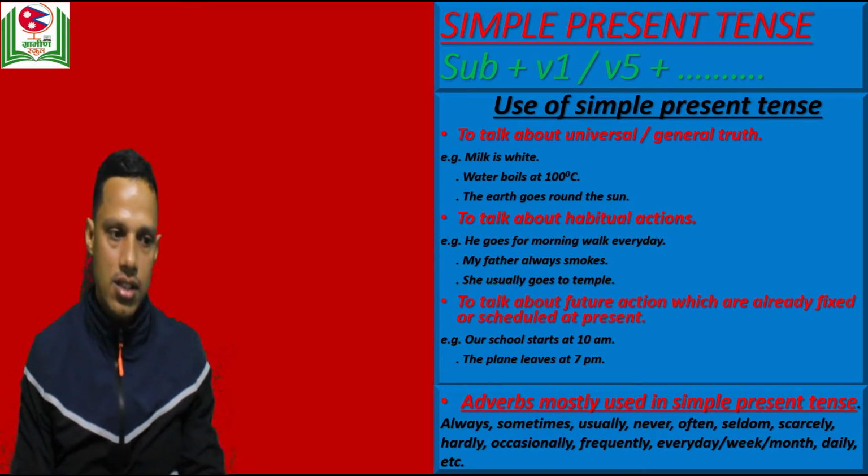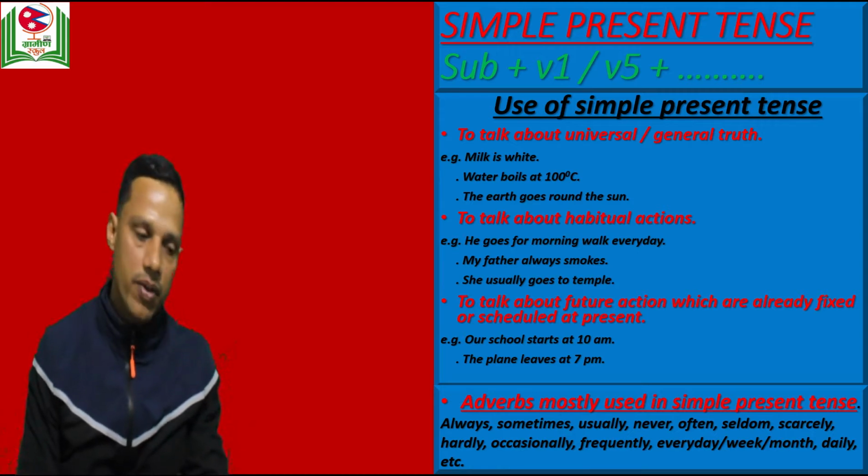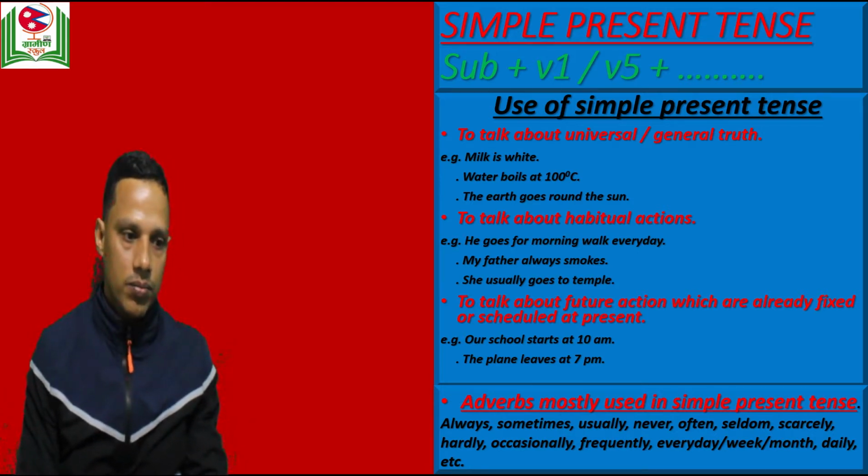So you just keep in mind the form of the verb that we use in simple present tense. That is either the first form of verb or the form 5, or verb 5 we say, the singular form of verb. Either plural or singular form.